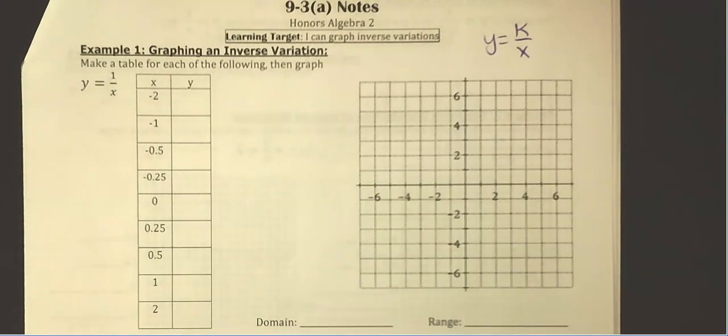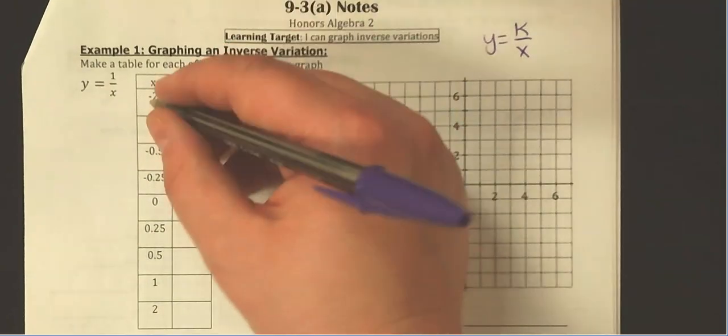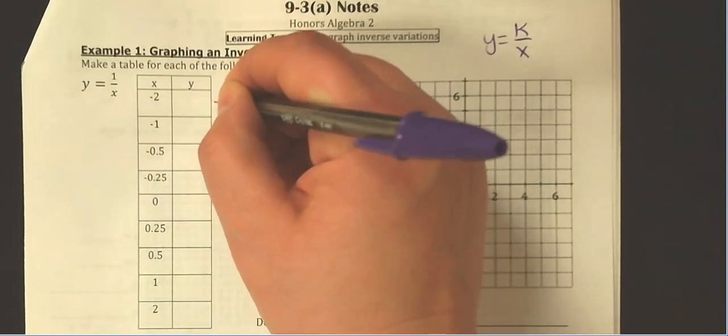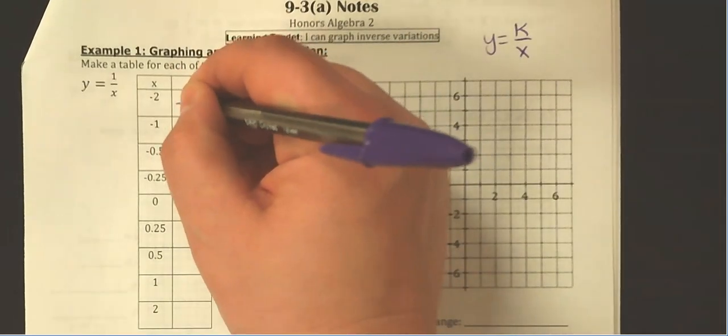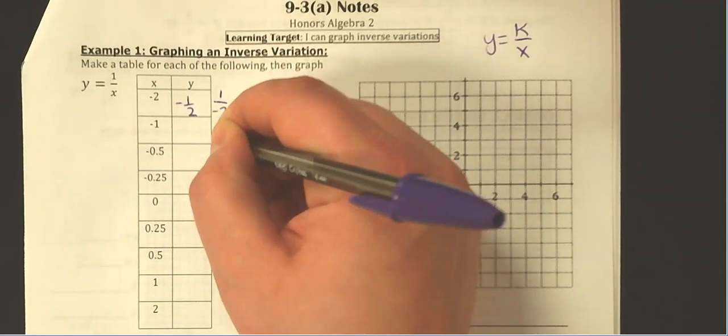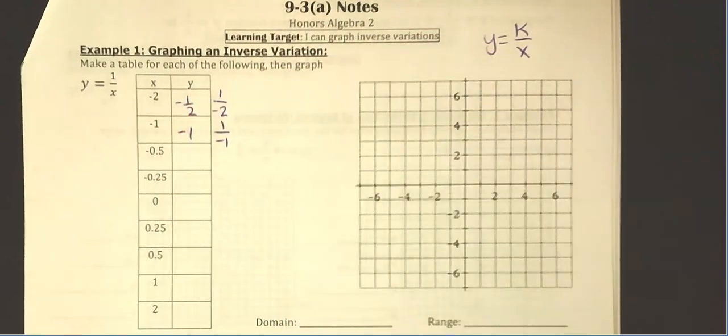And I just put together a little table here. And so I'm just going to plug these x values in. So like if I do 1 divided by negative 2, right, that's just negative 1/2. If I do 1 divided by negative 1, that's just negative 1.